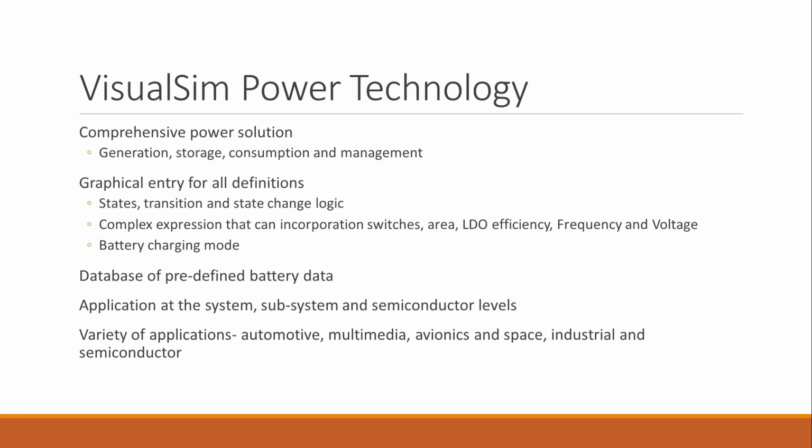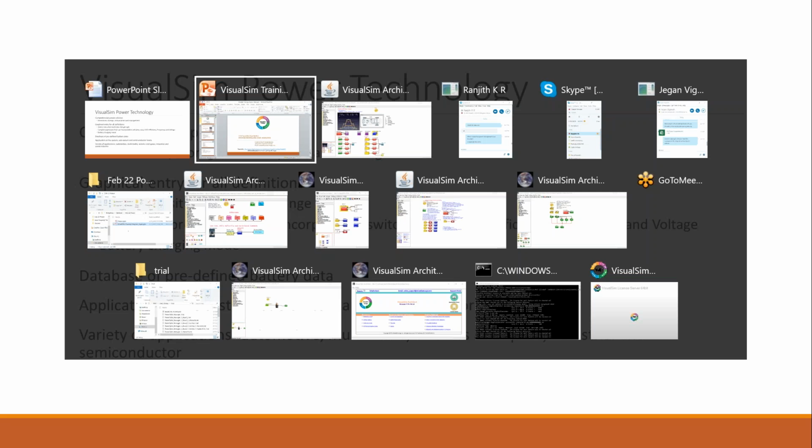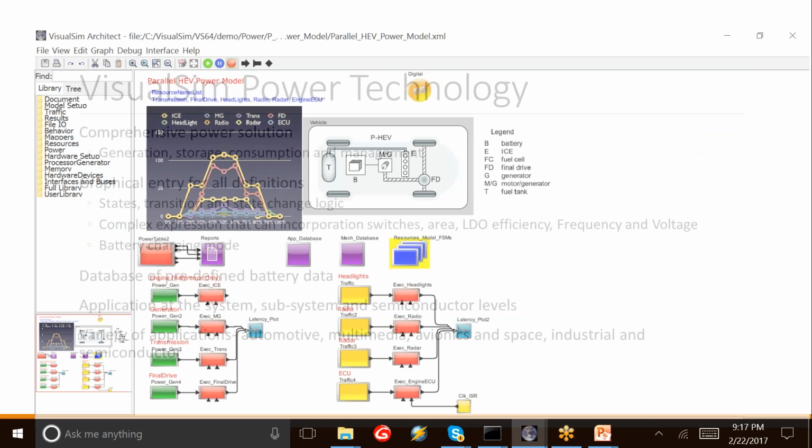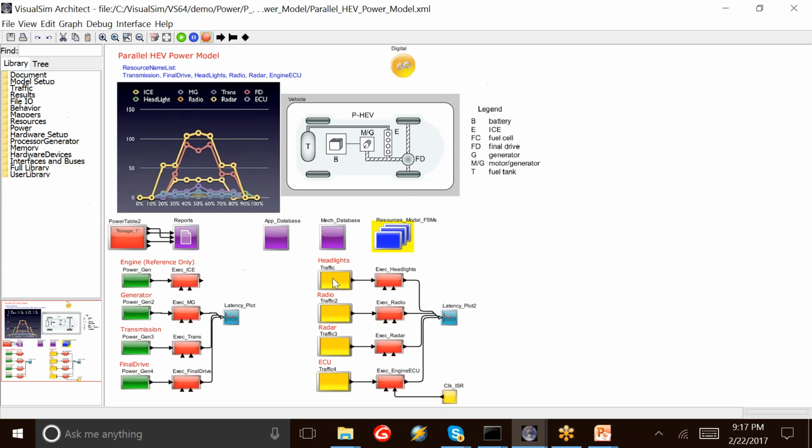So what does VisualSim really provide you? There are really four aspects to it. The first thing is we provide you all the building blocks that are required to construct the system: your generation, your storage, your consumption, and your management logic. At this point, I'm going to go over to VisualSim, and we're going to take a look at a particular design. So what we have over here is the VisualSim Architect.